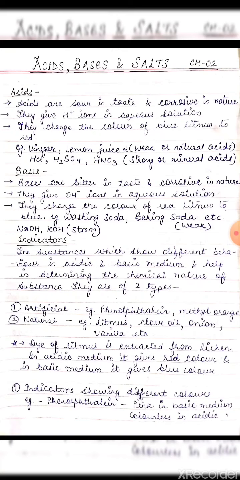These are strong or mineral acids. HCl is hydrochloric acid, H2SO4 is sulfuric acid, HNO3 is nitric acid. All these are strong acids and they are also obtained from mineral sources, so they are also called mineral acids, and they are inedible. These cannot be consumed.